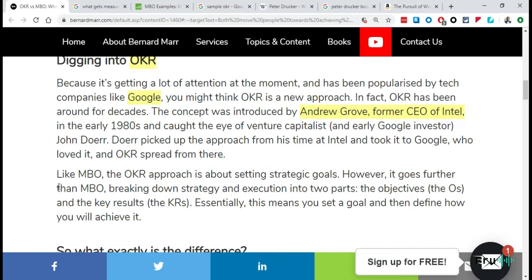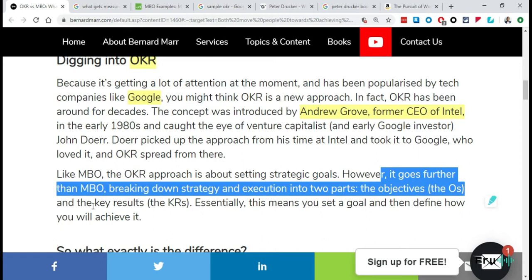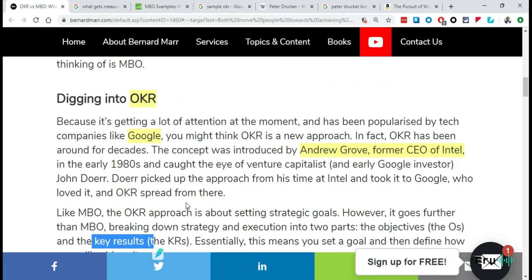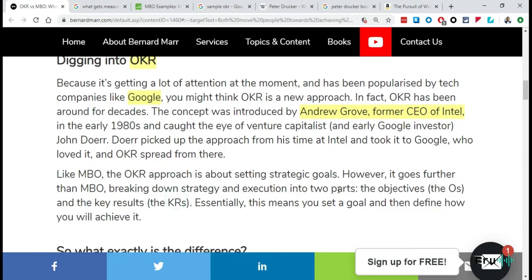All right, let's dive into the actual definition. Like MBOs, the OKR approach is about setting strategic goals. However, it goes further than the MBO, breaking down strategy and execution into two parts. So the O, which is the objective, and then the KR, which is the key results. So basically, and we're going to go through this, let's highlight two parts here to show the difference with OKR.